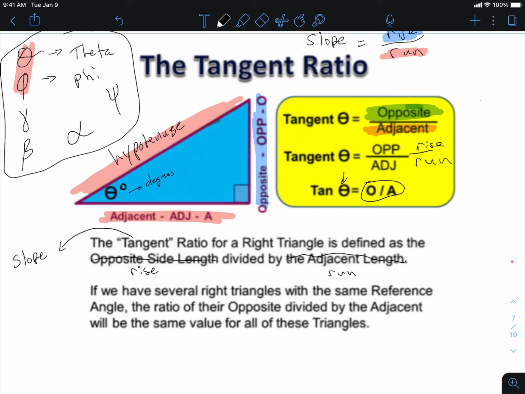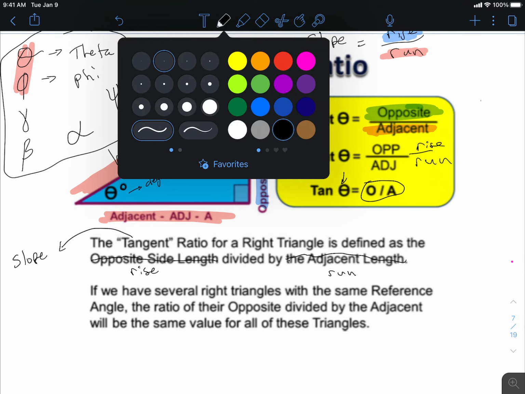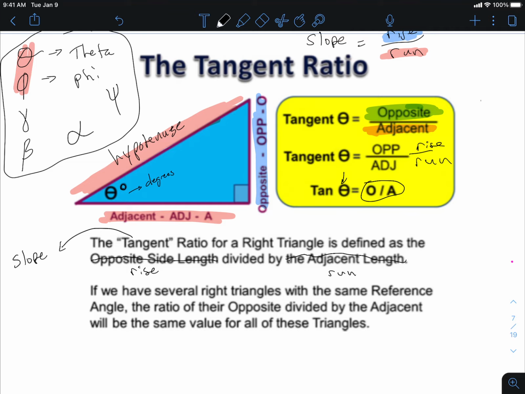Okay? The one way I always remember this: if I'm standing right here at theta, like I'm standing in this corner, or I was trying to push the box here, and I looked directly across, that would be opposite of me, right? Opposite, because I'm standing there.